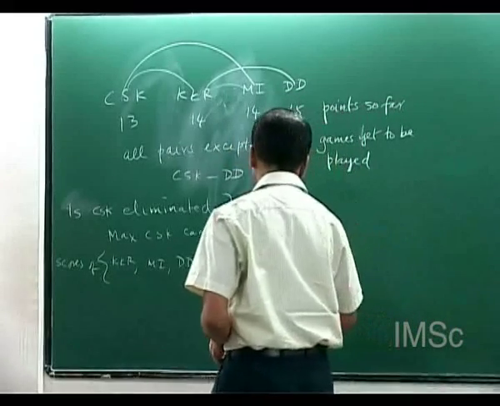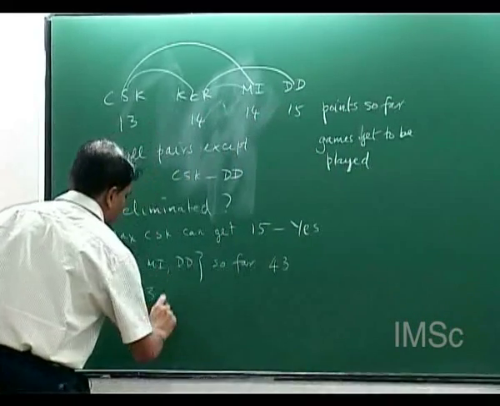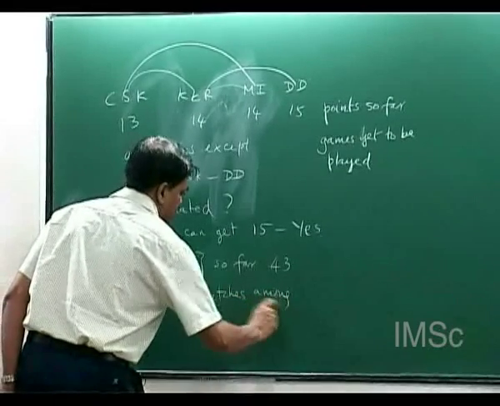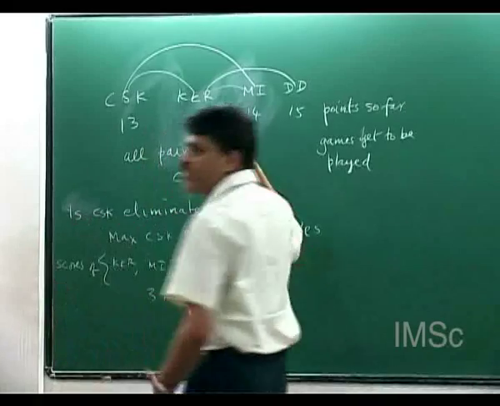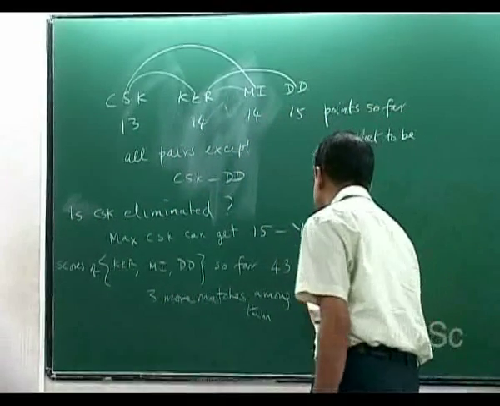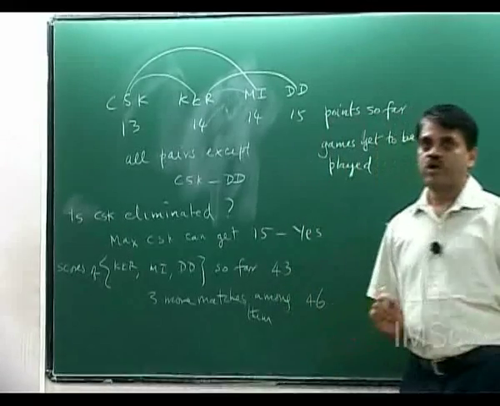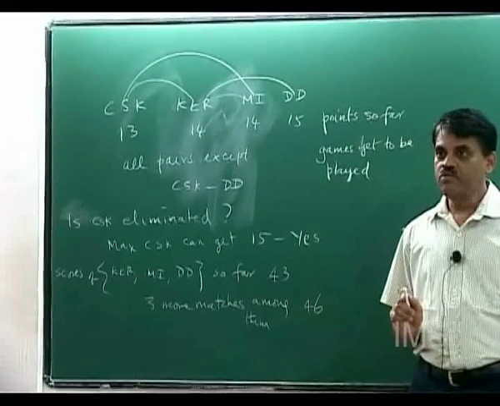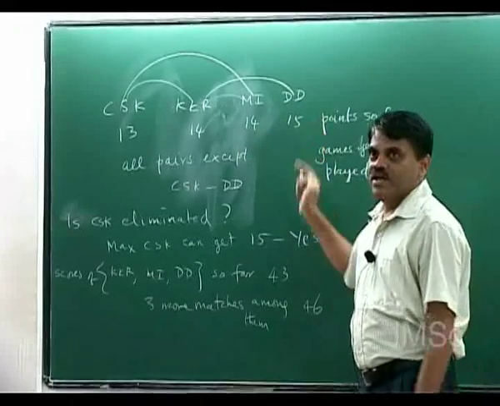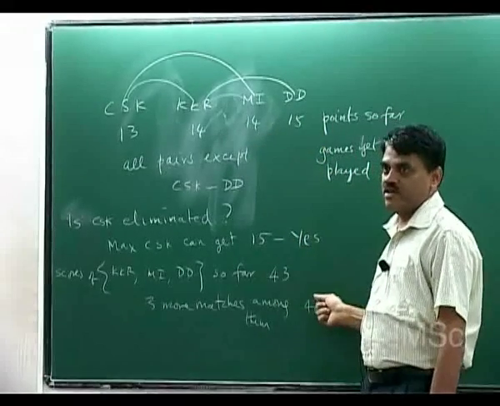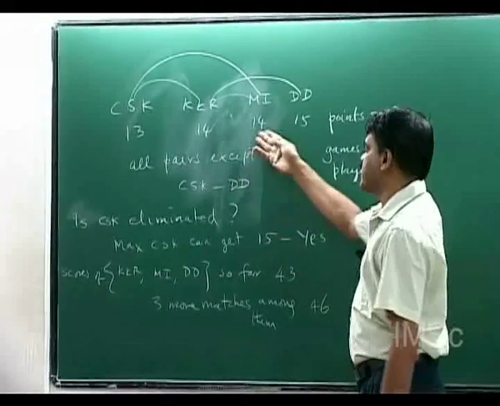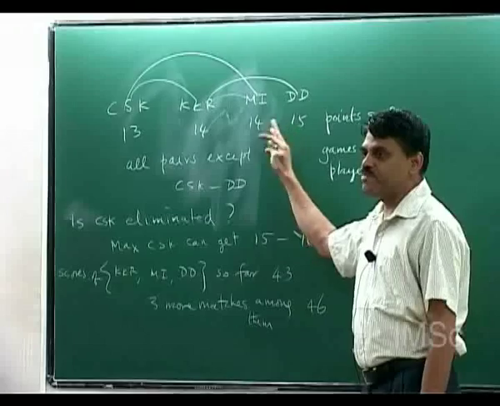Okay. And 3 more matches among them, which means 3 more wins are there. Somebody is going to win out of the 3. So totally that makes it 46. So what? One of them out of these 3 is going to get more than 15, because 46 by 3 is more than 15, right. So far their points are this, plus there are 3 matches among them left.